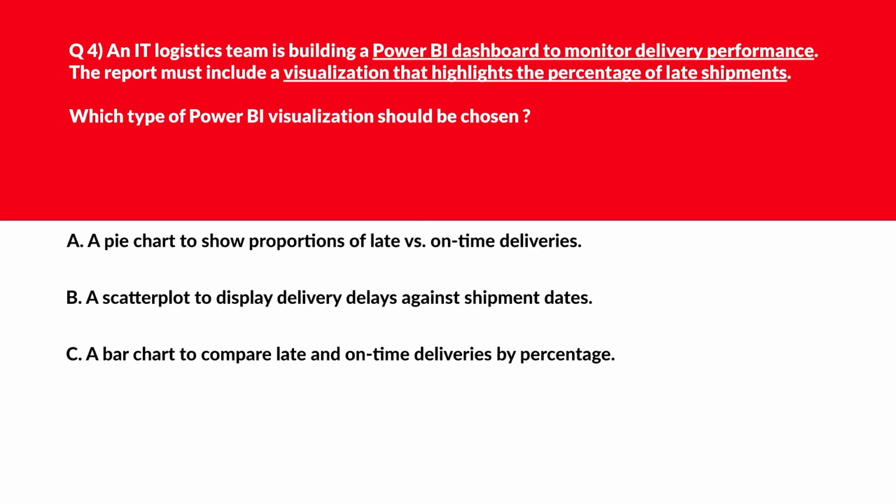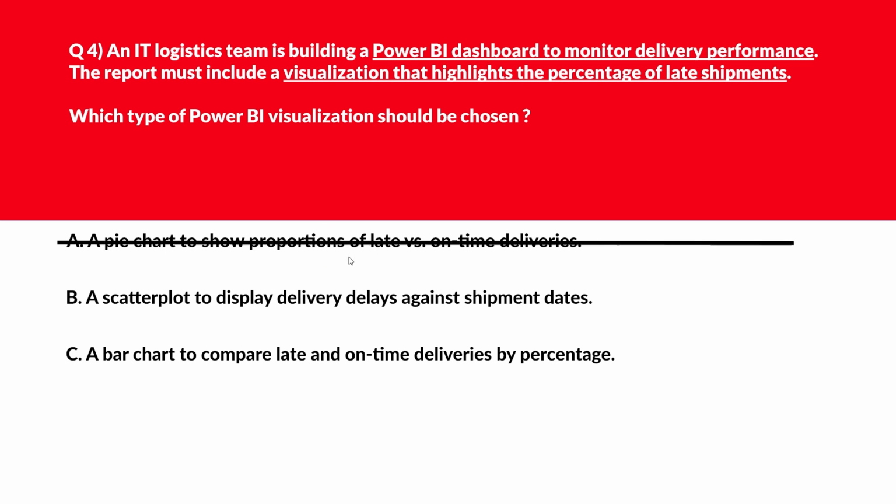Now let's look at this scenario here. The report should include a visualization that highlights the percentage of late shipments. What type of Power BI visualization should be chosen? Option A, pie chart shows proportions but is less effective for comparing categorical percentages in reports.